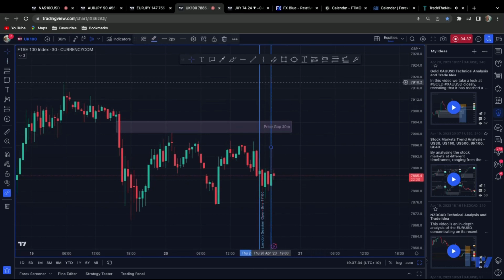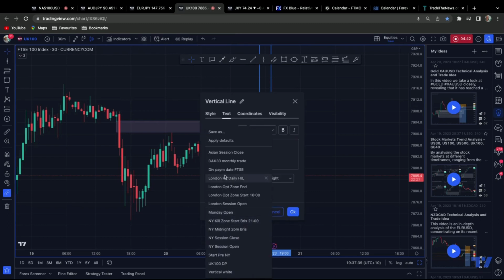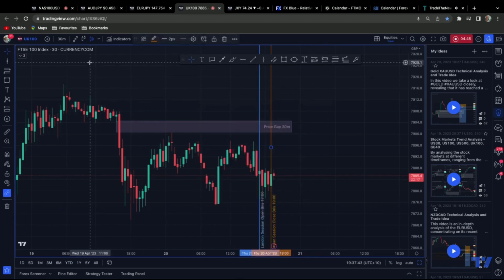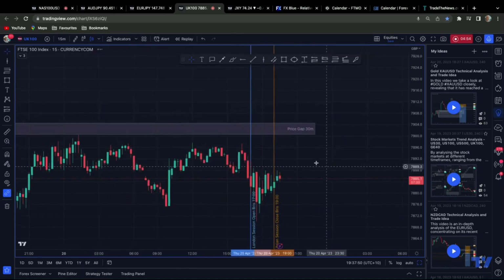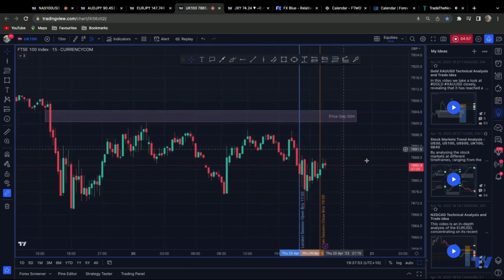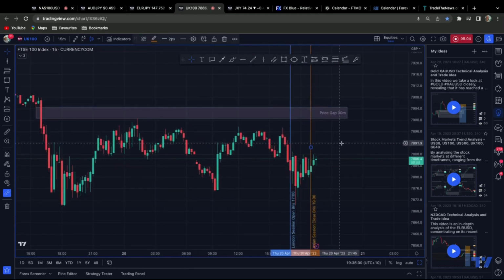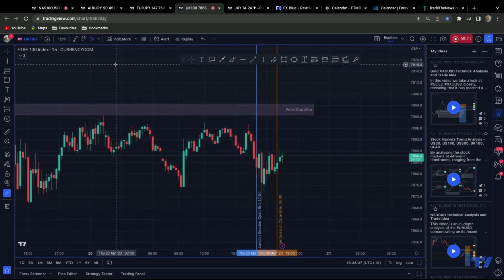Then around 1900, we've got the Asia close. I'll go down to the lower time frame. It's easy to see on a 15 and a 5-minute chart, even a 3-minute. But this is what I'm looking for at the moment. Let's have a look at it on the 15. We're looking for 1900. So we've got the Asia close. It's trading up into the Asia close, so just be a little bit careful. And then we've got the New York Open a bit later on. So let's just mark it up.